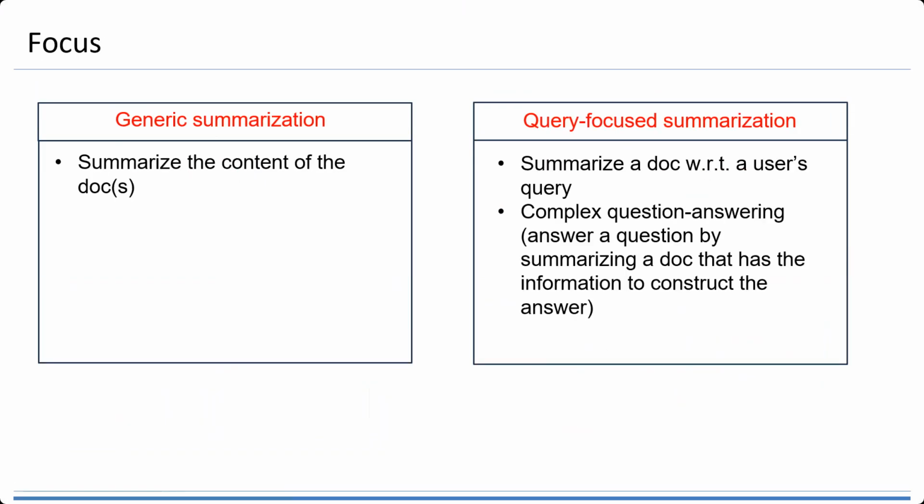In generic summarization, we want to summarize the content of the document, regardless of any query or condition. But query-focused summarization means we want to summarize a document with regard to the user's query. The query refers to keywords or a request from the user. Complex question answering means answering a question by summarizing a document that has the information to construct the answer.